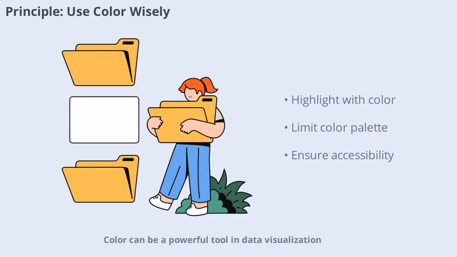Color can be a powerful tool in data visualization, but it must be used thoughtfully. Use color to highlight important data points or to distinguish between categories, but avoid using too many colors, which can overwhelm or confuse viewers. Stick to a consistent color palette and ensure your choices are accessible to those with color vision deficiencies. Effective use of color enhances clarity and guides attention.